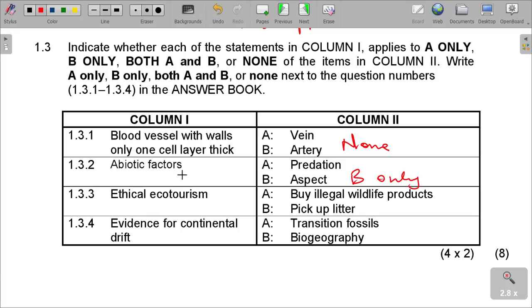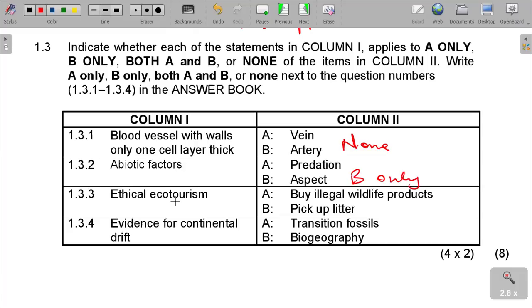So abiotic, we are talking about non-living factors that might be found influencing an environment or an ecosystem. So it is B only. And then ethical ecotourism, number 1.1.3: buy illegal wildlife products. When we say it should be ethical, ethical should be something that is acceptable. We are saying ecotourism. So buying illegal wildlife products, obviously it's not ethical.